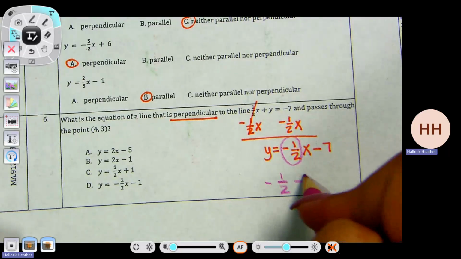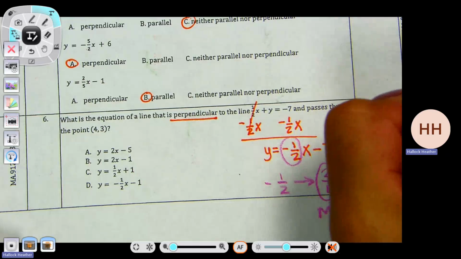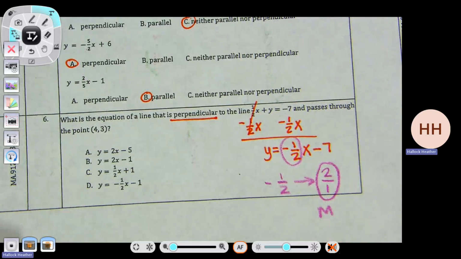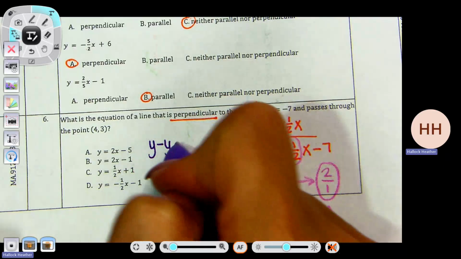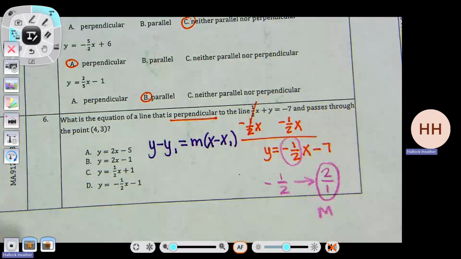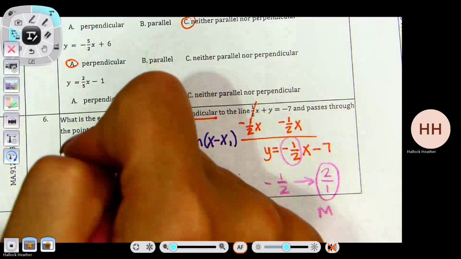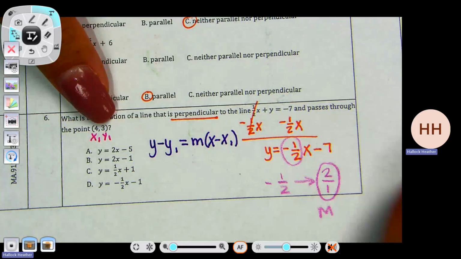Now my slope was -1/2, but that's going to change. -1/2 flips and becomes positive 2. So that's my new m. And then I'm going to use that in point slope form to plug it in. Point slope form is y minus y sub 1 equals m times x minus x sub 1. So if I plug in m and I plug in my point, I'm going to plug in my values. The first y stays exactly the same.